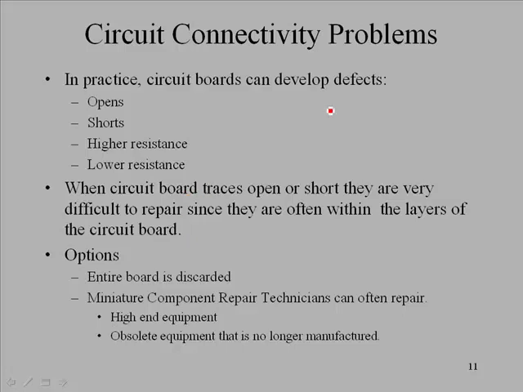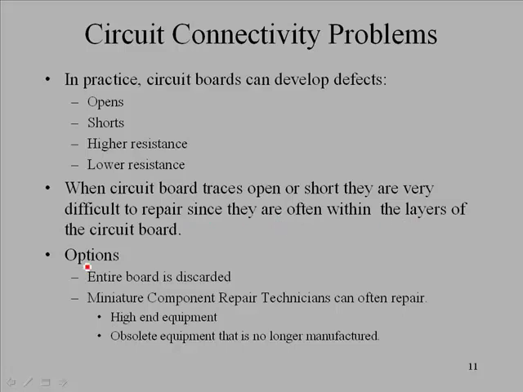So if we have components just out in the open, they are relatively easy to identify and replace. But within a circuit board, oftentimes you'll have traces, and sometimes the failure will be inside of a layer within the circuit board. That makes it very difficult to repair.